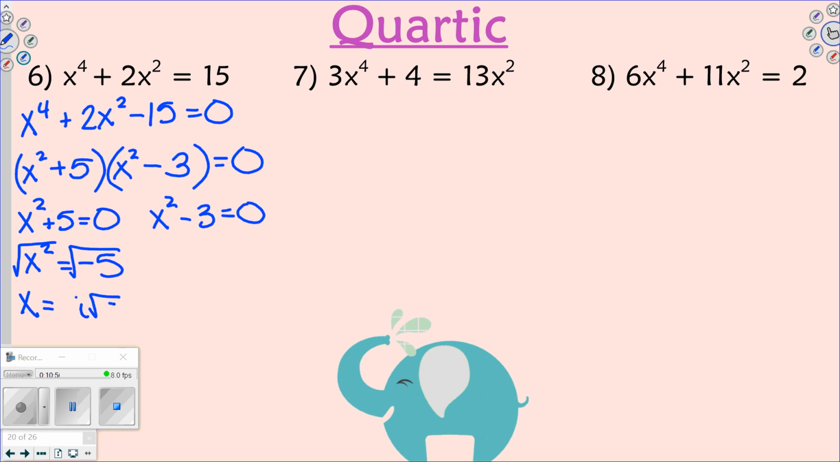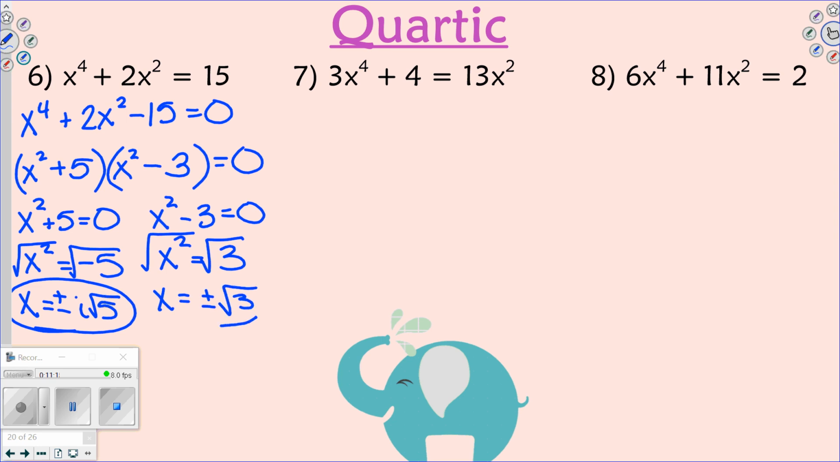I agree with part of that. Thank you. So there's 2 of my answers, plus or minus i radical 5. Solve this one. x squared equals 3. Take the square root. Good. Plus or minus radical 3. So there's 2 answers there and another 2 on this one. So there's my 4 answers because it was a 4th degree.